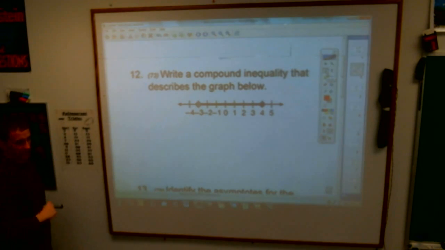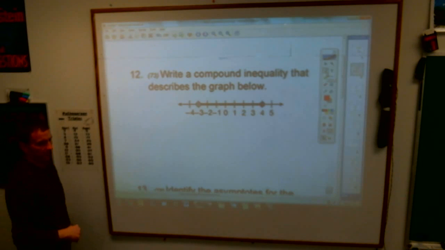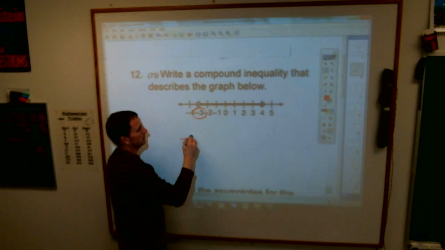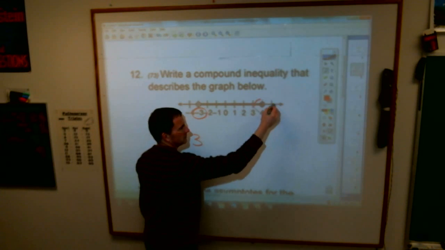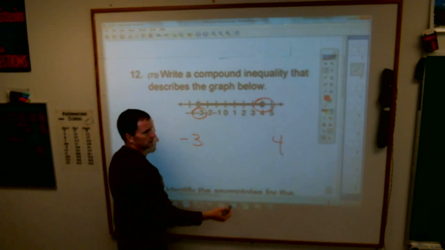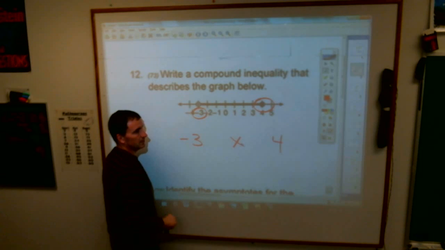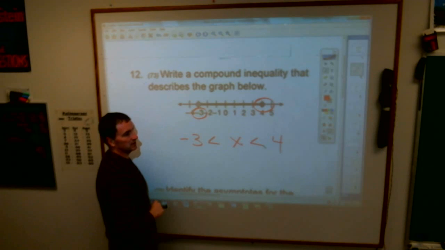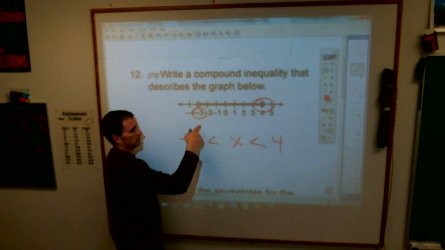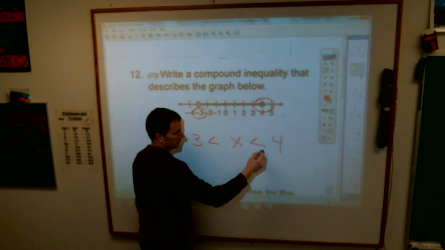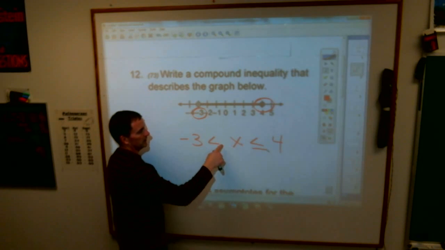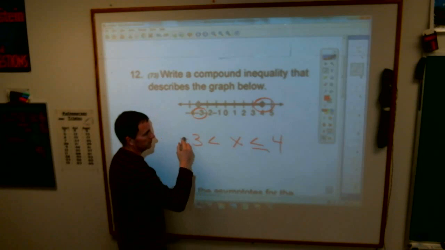You're writing the compound inequality. Left side, right side, x in the middle, have to be less than signs. You can't do it the other way. It makes no sense the other way. This is an open circle, so there's no equal sign. This is a closed circle, there is an equal sign. X is greater than -3 and less than or equal to 4.